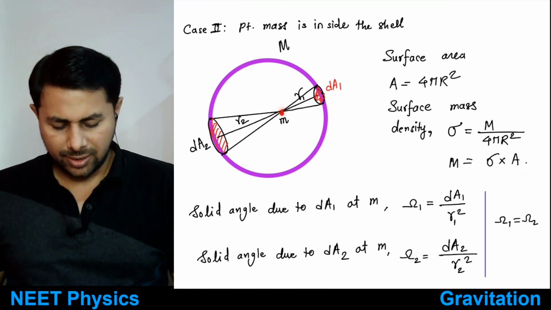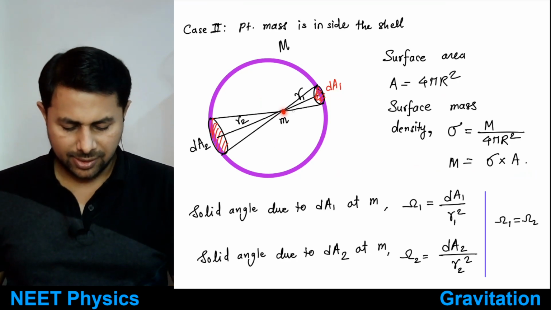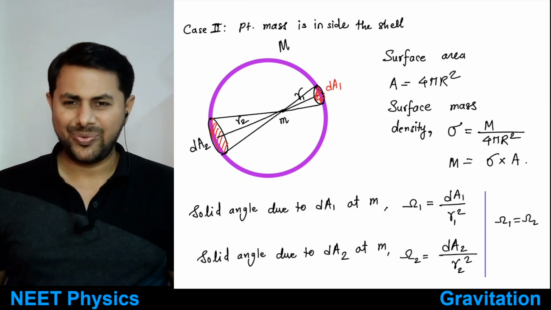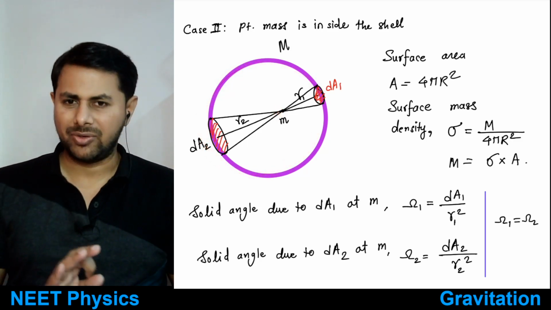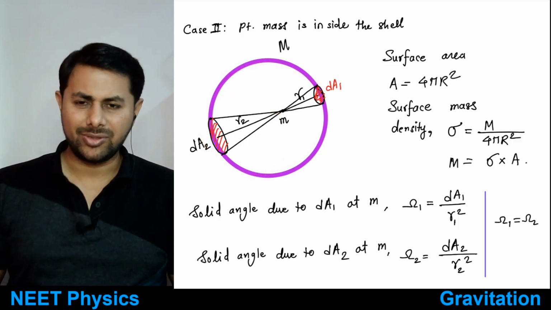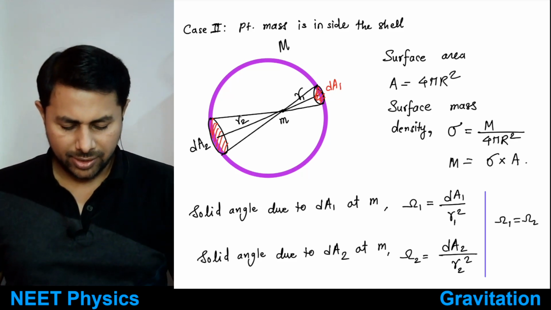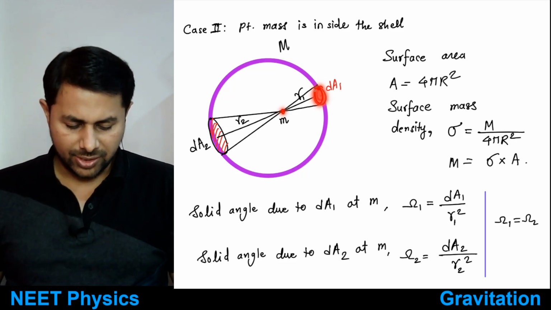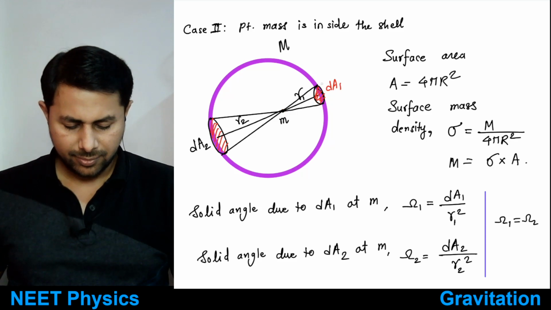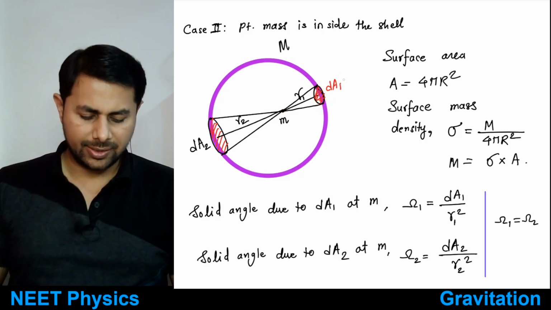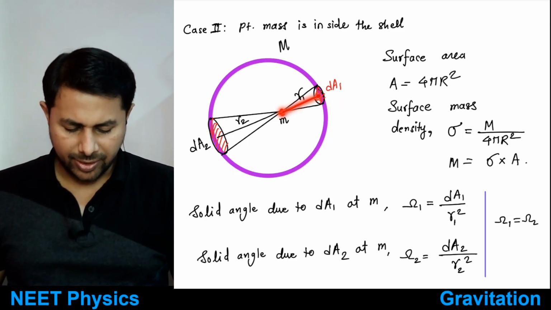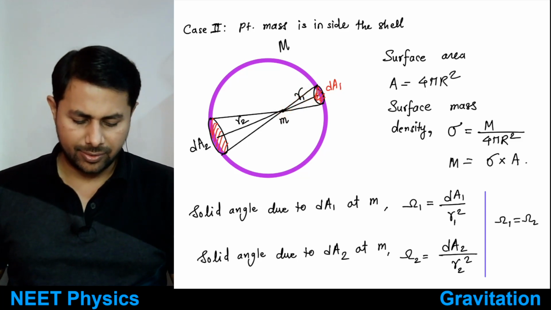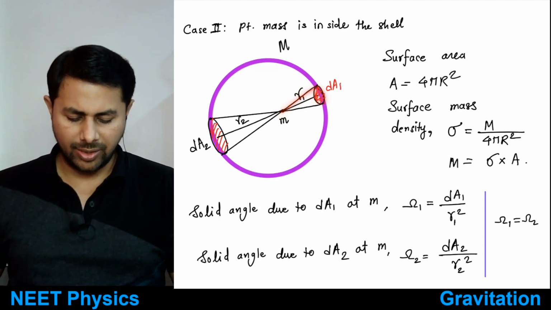Right? Now consider a point-sized mass inside of the shell. So what would be the gravitational force due to the shell on this mass? The answer comes out to be equal to 0. Now see how. Consider a small area of the shell on this side, and this area will have some mass, let's say dm. The distance of this small mass from this point is, let's say, r1.